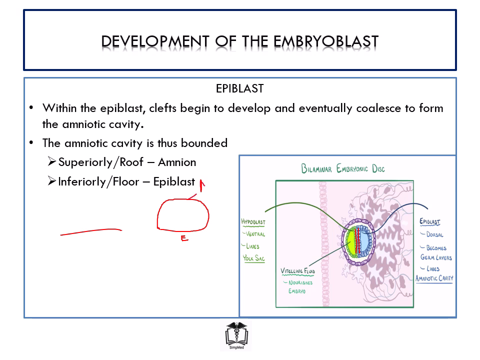So it's still formed from the initial flat epiblast surface, but in this case we have a circular structure being formed, and at the center of the circle is a space we know as the amniotic cavity. So this is the amniotic cavity, AC for short.